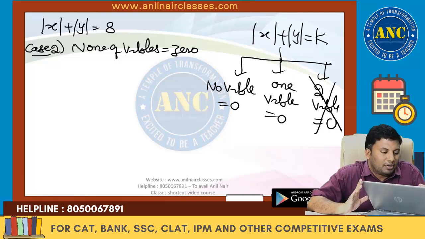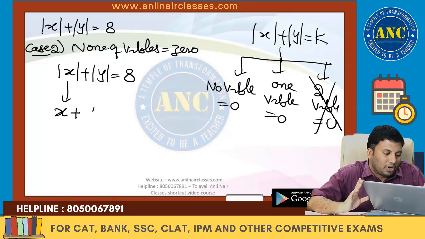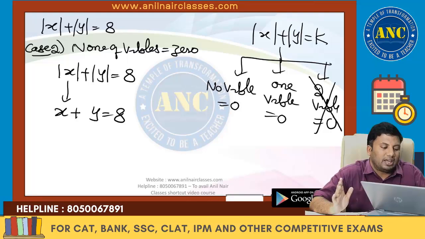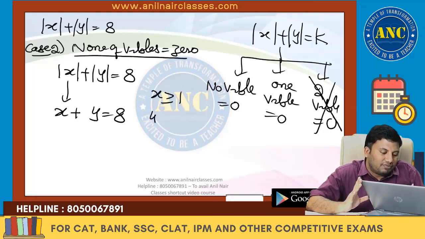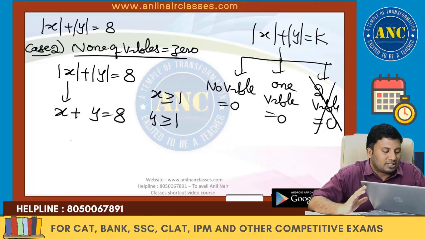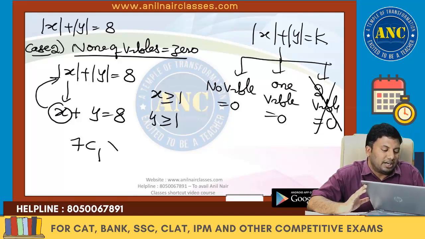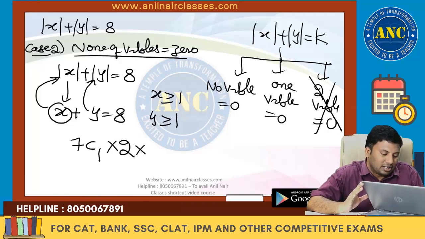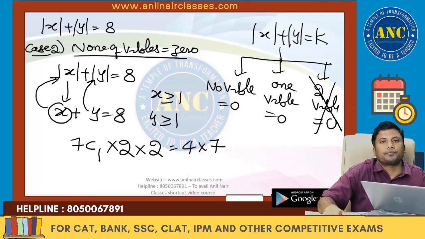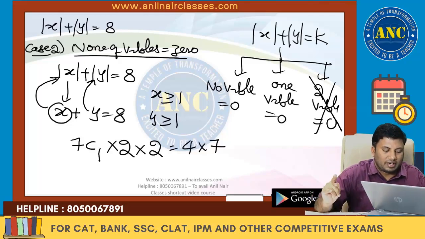None of the variables is 0. |x| + |y| = 8. Modulus always gives a positive value, so x + y = 8 with both starting from 1. Choosing x from 1 to 7 gives 7C1 ways. Inside plus, inside minus for each variable gives 2 cases each, so it is 4 into 7. I hope it is clear.